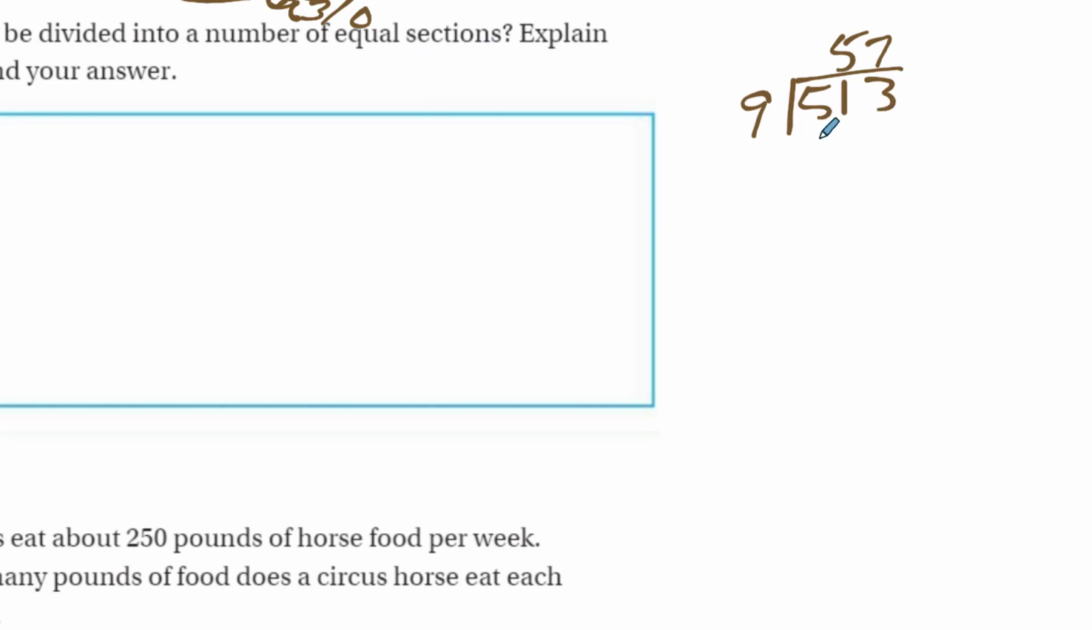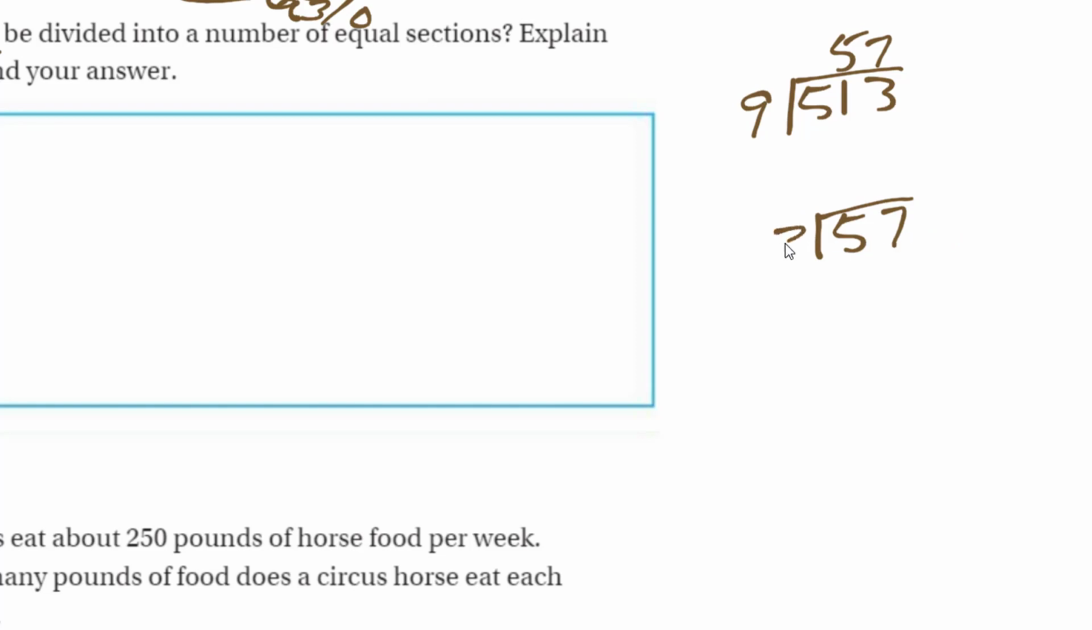Oh my goodness, not only did we divide the 513 by 9 because 9 seats for each row, now it's actually asking, can the rows be divided into a number of equal sections? So that means the 57. So if we have 57 rows, can that be divided into equal sections? Well, one section would be all 57. We can't divide it by 2 because 57 is not an even number. If it was 58, then we could make 2 sections.